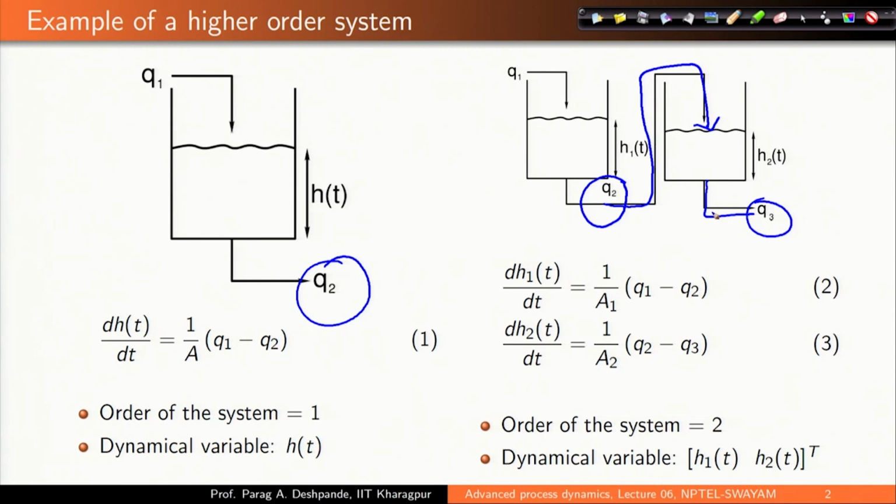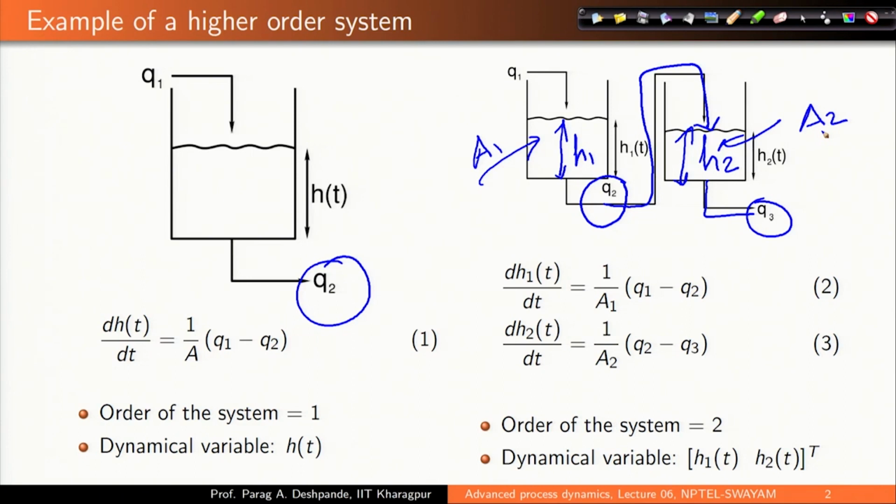So, now we can write similar balance equations as dH 1 by dt, where h 1 is the level of liquid in the first tank, is equal to 1 over a 1, where a 1 is the associated cross section area of the first tank, multiplied by q 1 minus q 2, and dH 2 by dt, where h 2 is the level of liquid in tank 2, is equal to 1 over a 2, where a 2 is the associated cross section area of the second tank, multiplied by q 2 minus q 3.